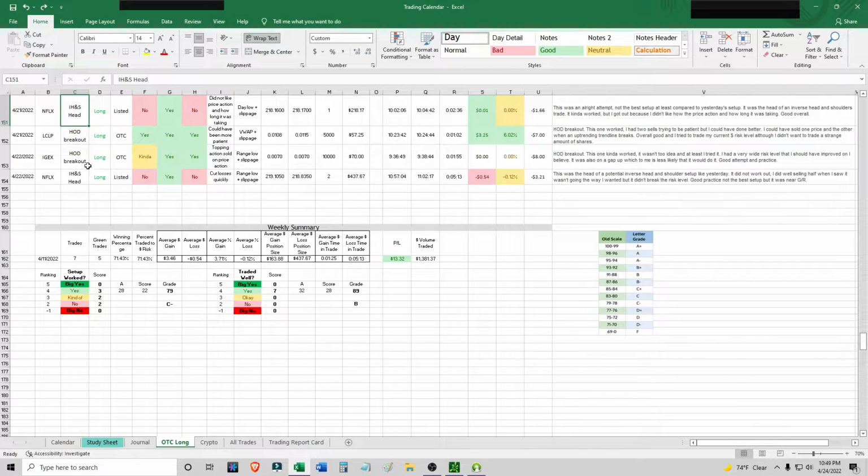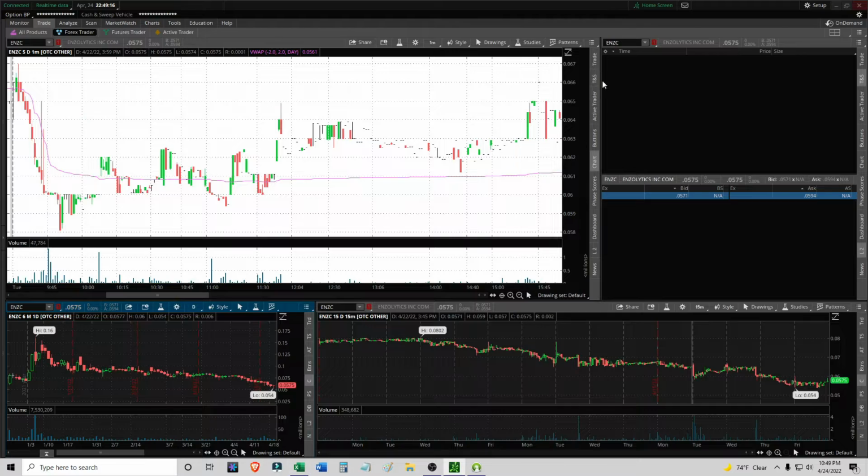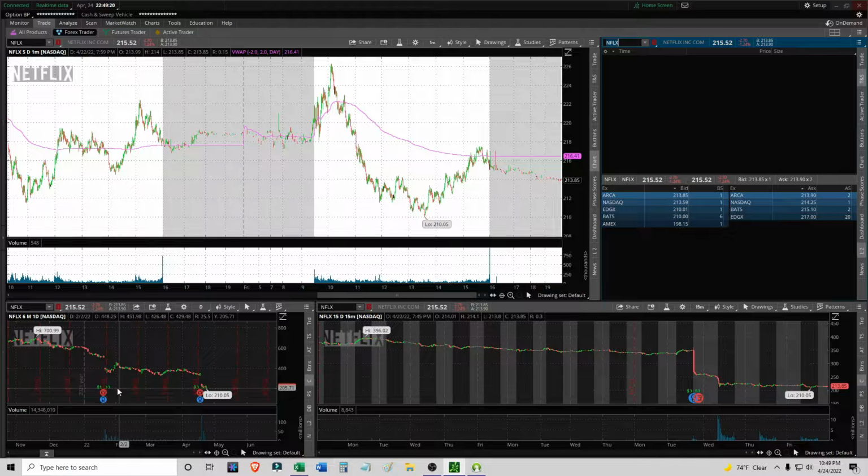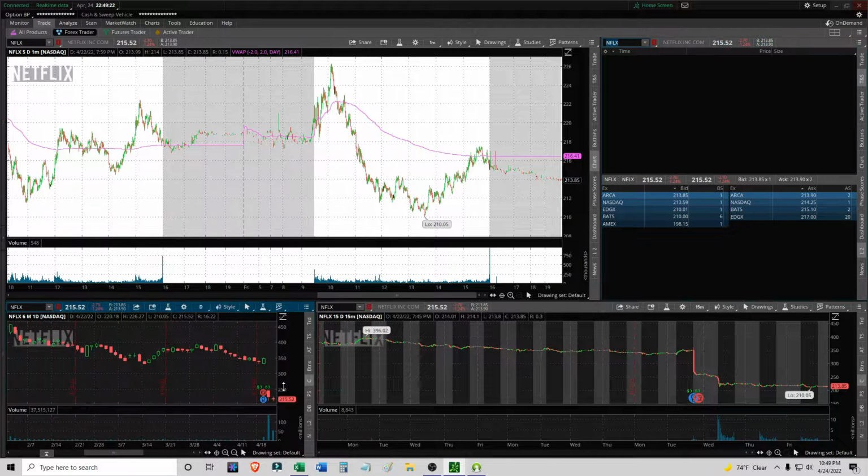Let's look at Netflix, and as you can see, it was the same setup. I traded both times on 2 different days. Inverse head and shoulders head. Let's look at Netflix for the 21st. The 21st is right here. Yeah, pretty significant downtrend. I did see a very nice move on the 20th.